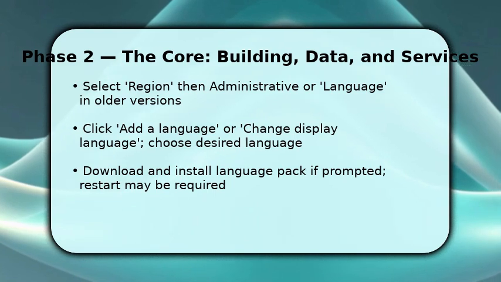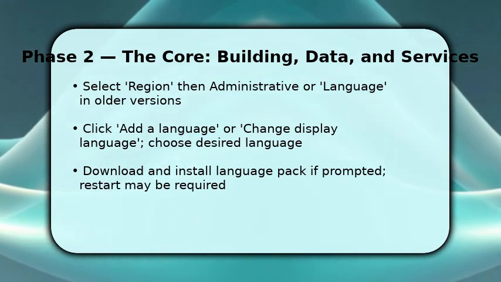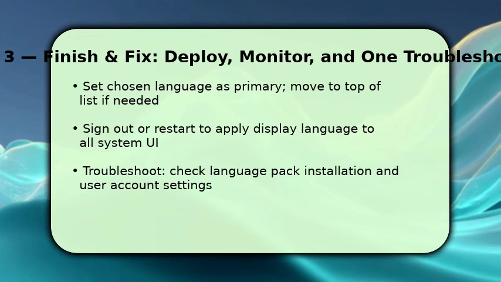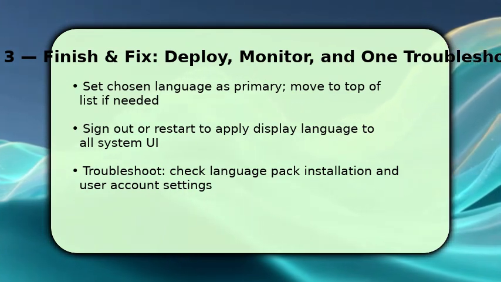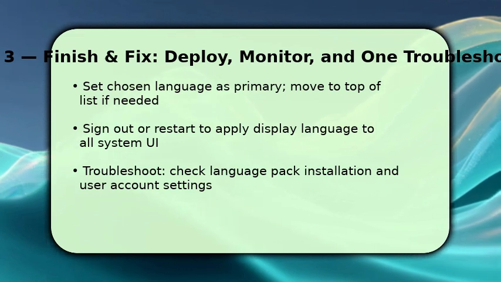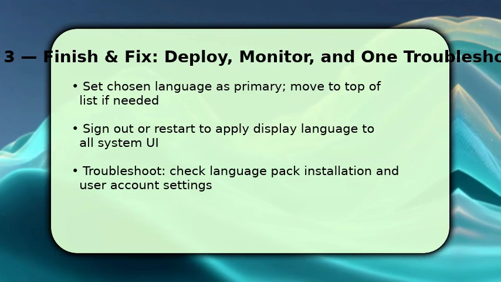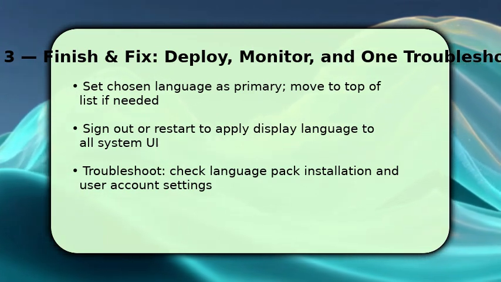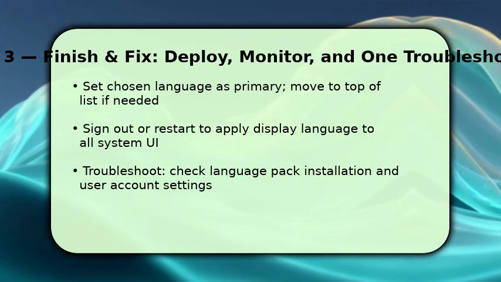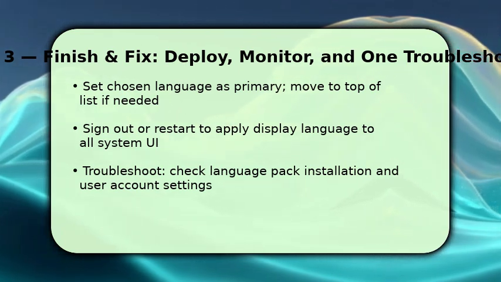Once installed, follow prompts to apply the new language. Finally, set the chosen language as the primary or move it to the top of the list so the system uses it for UI text. Once done, sign out or restart the computer to apply the display language across all system dialogues and apps. You'll want to confirm menus and messages appear in the new language.